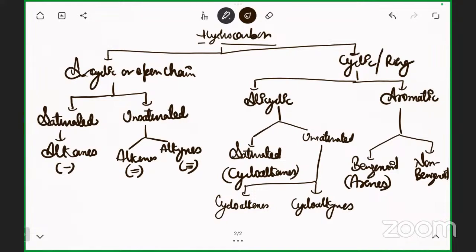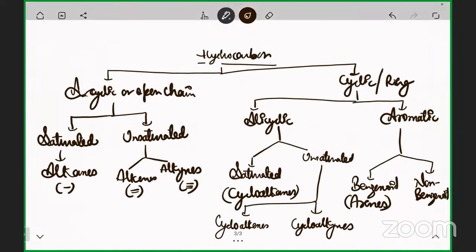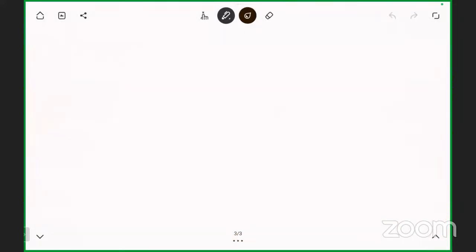Okay. So we'll start with the first part of the chapter, that is, we'll discuss the alkanes. This is the first part of the chapter.